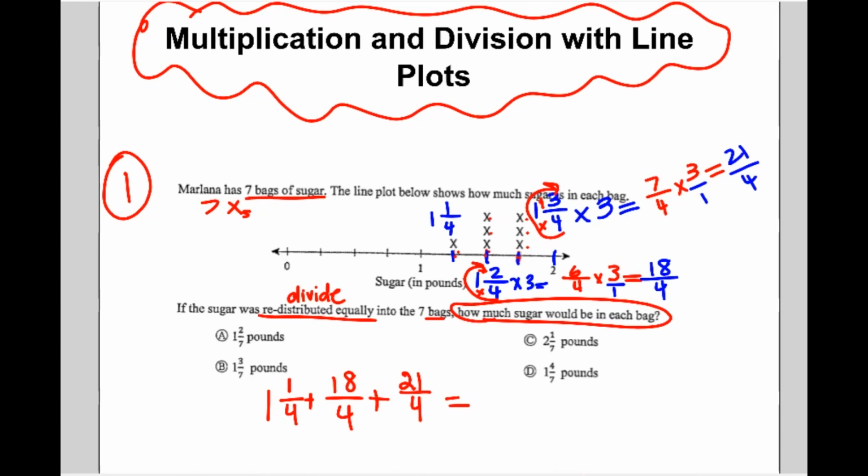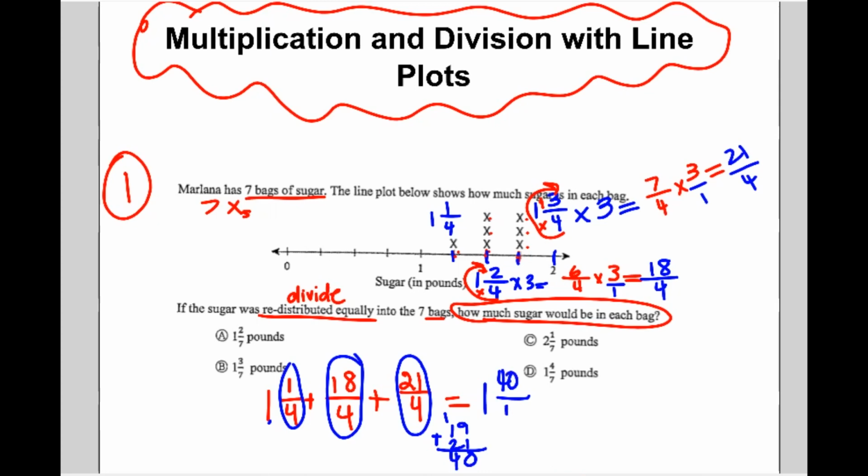All right, so adding this all together, let's do our fractions first, because the fractions are going to be bigger to deal with. So I'd rather deal with them first. So I have 1 plus 18 is 19. Then I have 19 plus 21. 19 plus 21 equals 40. Then I bring over that 1 that I have left over, that 1 whole. So I have 1 whole and 40 over 4. Okay, so what does 40 over 4 equal? I wonder.